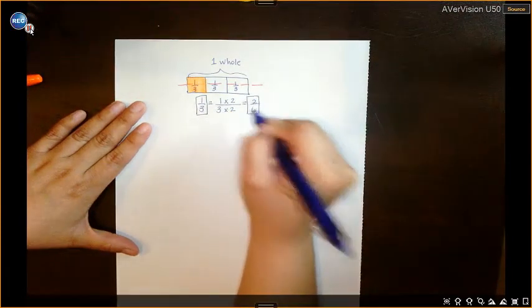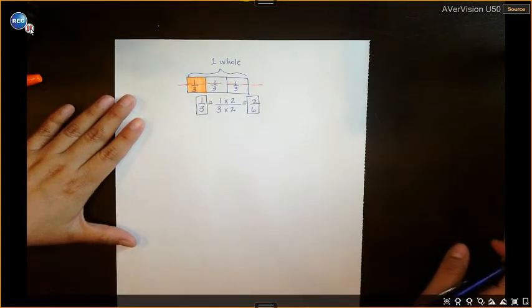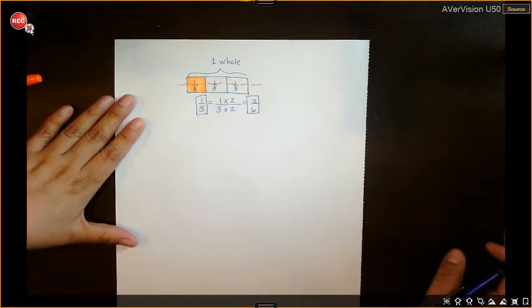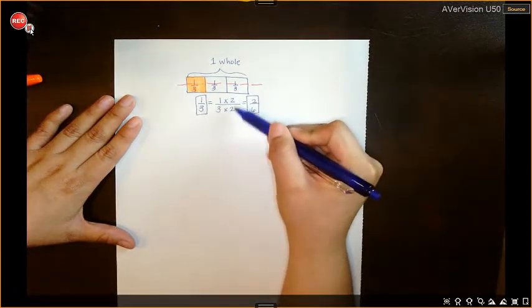Thinking back to our objective for today, what do you realize about 1/3 and 2/6? What do we know about those 2 fractions? Yes, these fractions are equivalent. So you can create equivalent fractions by multiplying the numerator and the denominator by the same number.